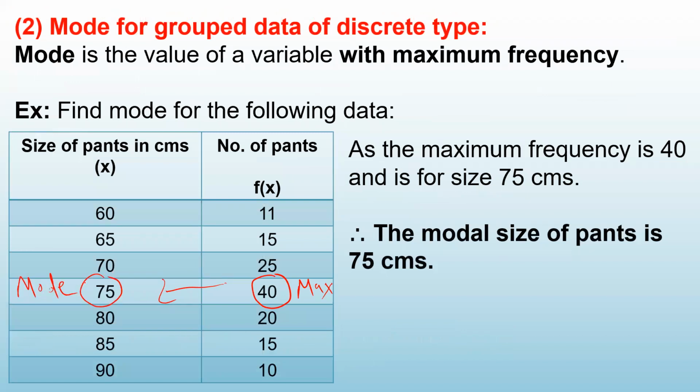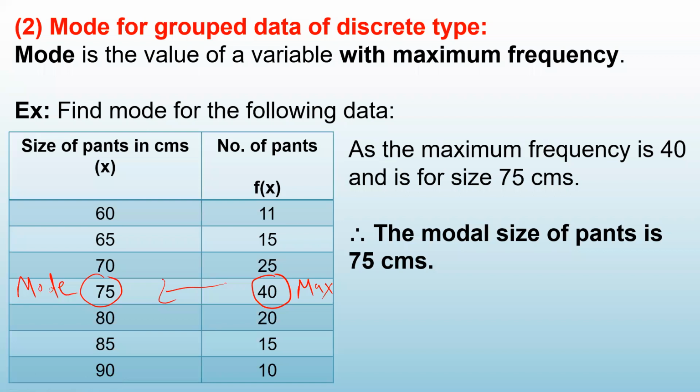Mode is 75. That means in this particular shop, सबसे ज़्यादा stock किस साइज के पेन का है? 75 साइज सेंटीमीटर. इस साइज के पेन का सबसे ज्यादा स्टॉक है. There are 40 pens with this size. That is the mode. Okay. So as the maximum frequency is 40 and it is for size 75, so the modal size of the pen is 75 centimeters. Okay. I hope you have understood.